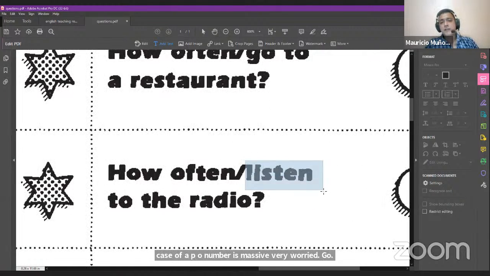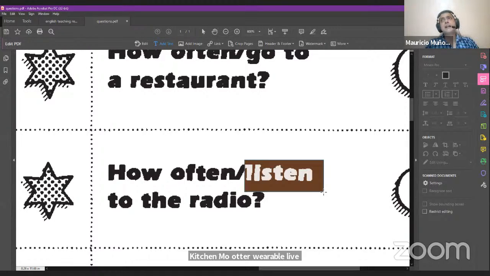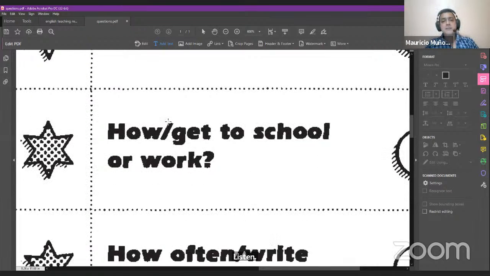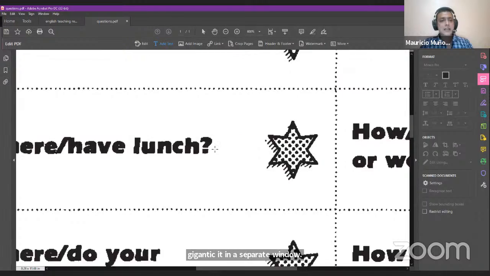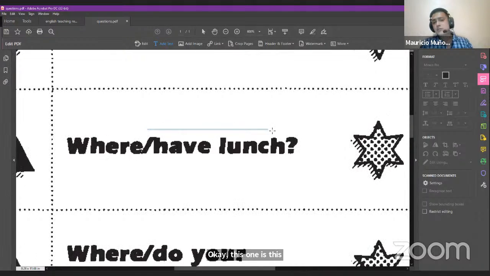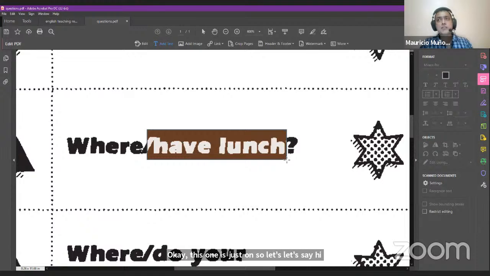Aquí tenemos otro verbo, listen, escuchar. Una vez más, perdón, aquí tenemos uno nuevo que es get. Este verbo le llaman el verbo multiuso porque tiene muchos significados. Aquí tiene en esta pregunta el significado de llegar. Ok, and this one. Esta es una sola frase. Have lunch. Almorzar.